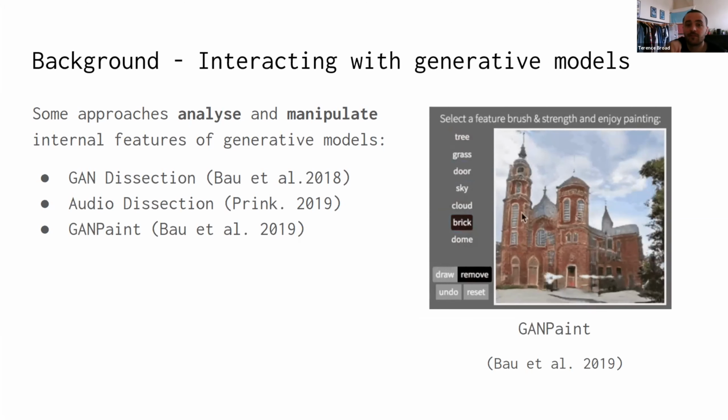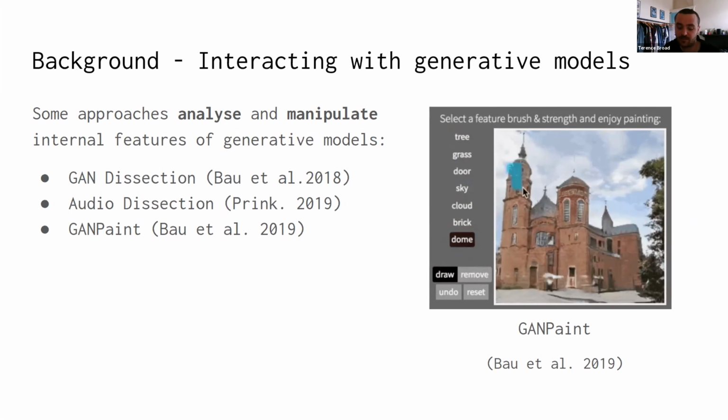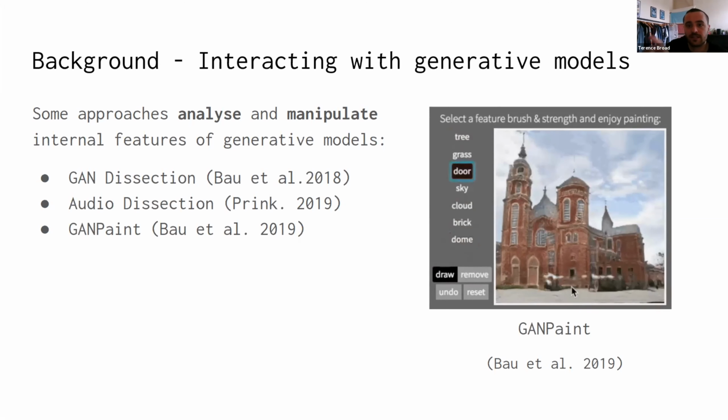Then in the GANPaint framework, they have a user interface which allows you to draw onto the activation maps of those features that they found with their analysis. As you can see in the GIF here, they're drawing doors on churches or trees in the sky.